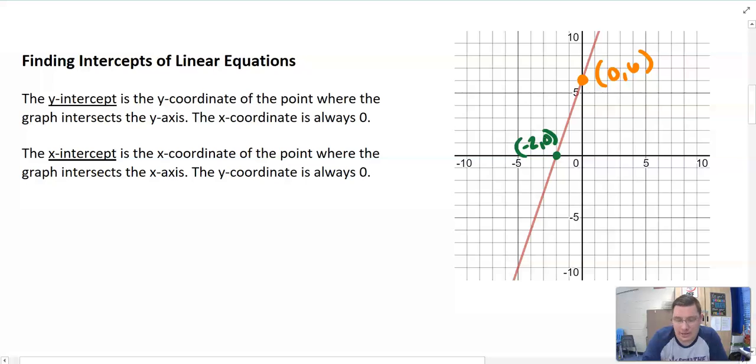But otherwise, we're going to have different values. And they are two separate points on the graph. Do not confuse this and write one ordered pair: (0, 6) and (-2, 0). Those are two separate points. All right, so let's see what's up next.